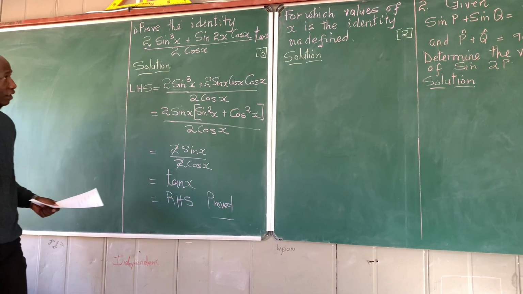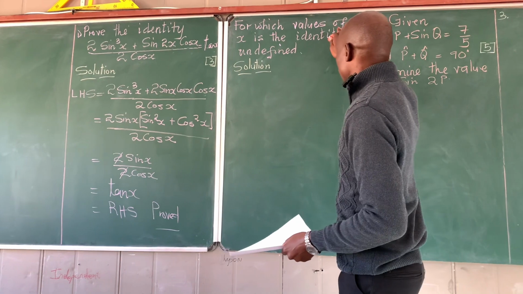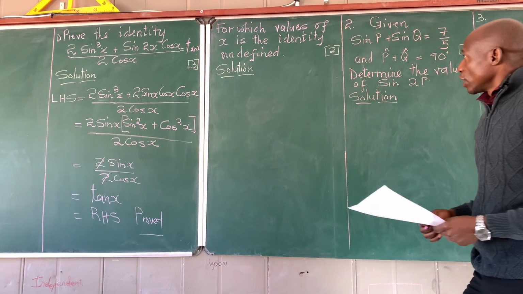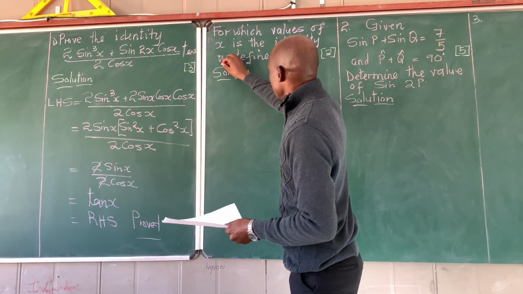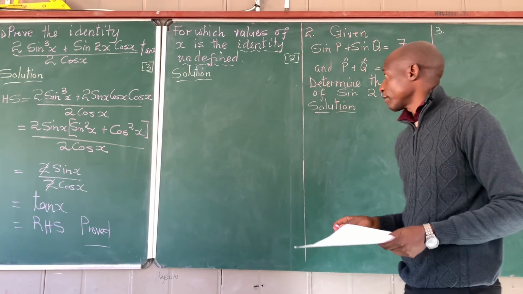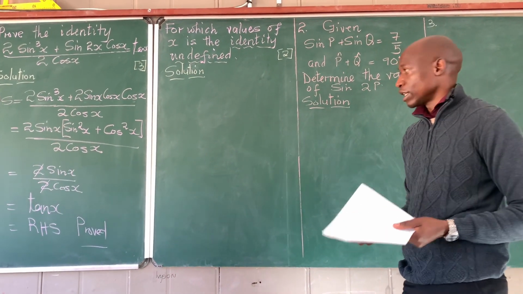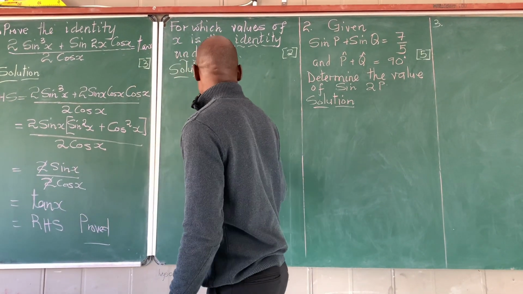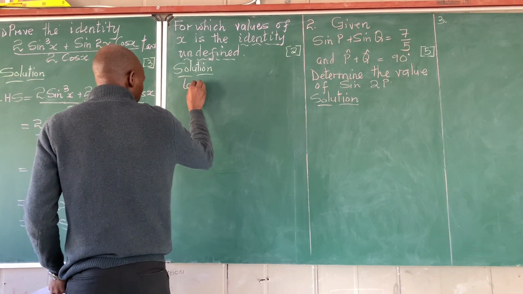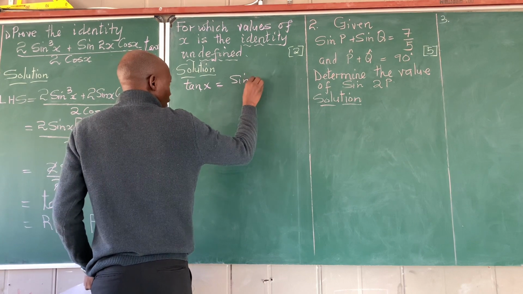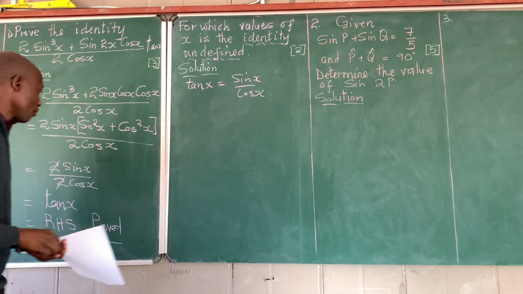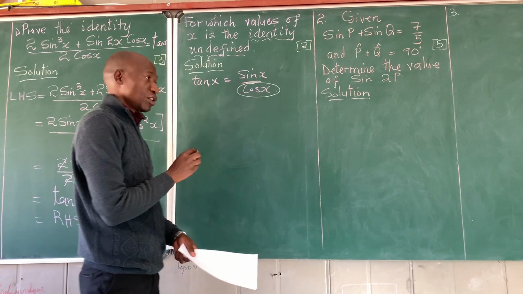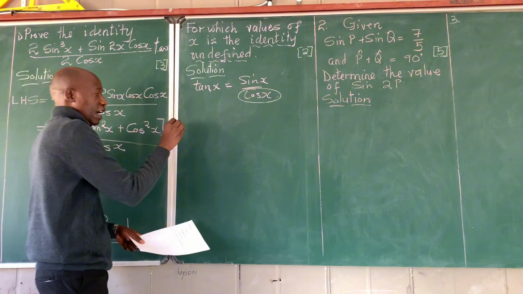Then, interestingly, there is part 2, which says: for which values of x is the identity undefined? Now, being undefined is connected to fractions. A fraction is undefined when its denominator is 0. So in this instance, I am going to take tan x, and remember, tan x is sine x over cos x. I'm going to use the right-hand side, expressed as a fraction, so that the denominator clearly stands out.